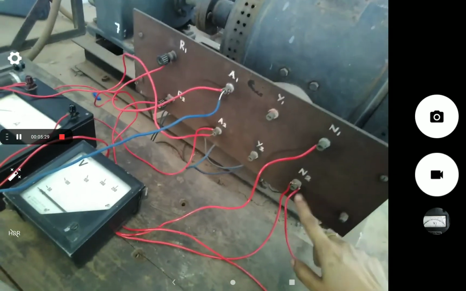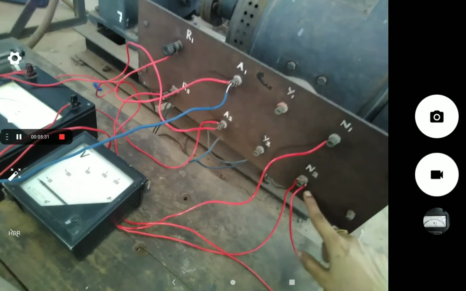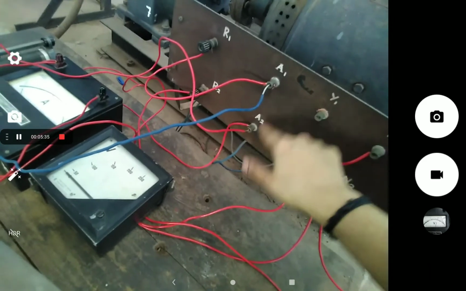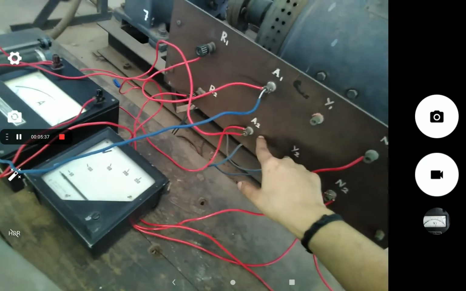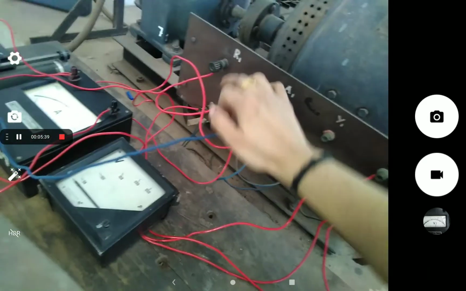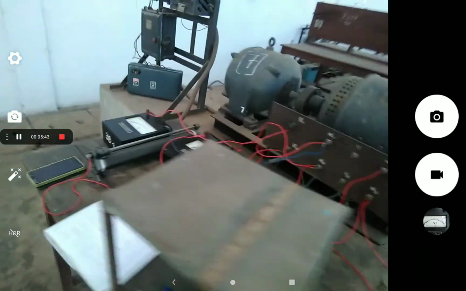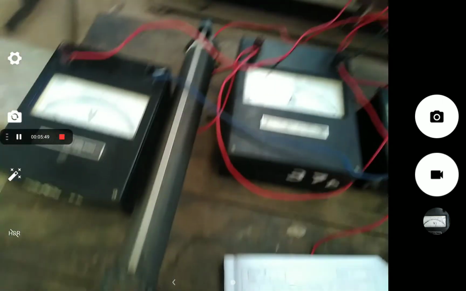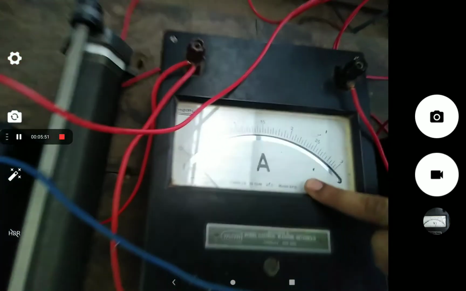So N1 N2, you should remember it is a shunt field winding, Y1 Y2 is the series field winding, and A1 A2 are the end points of the armature winding, and R1 R2 are the end points of this resistance. Okay, now we need an ammeter to measure the current.